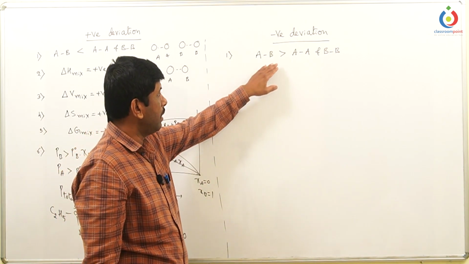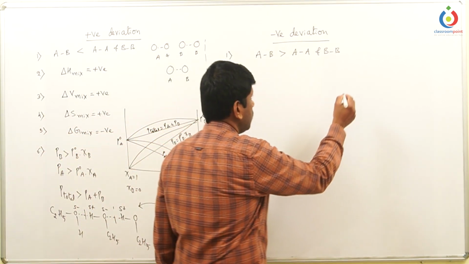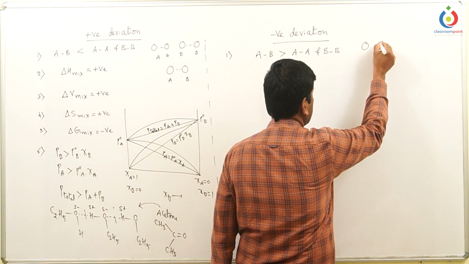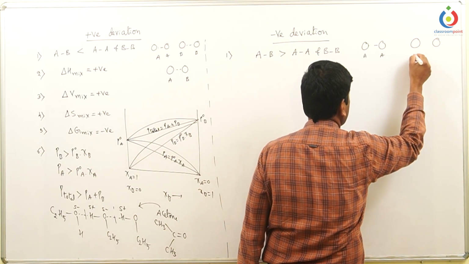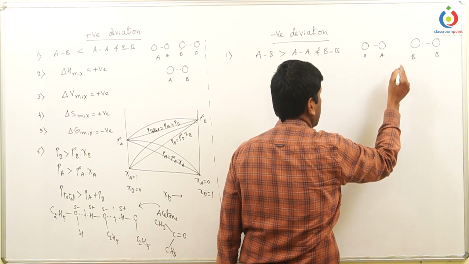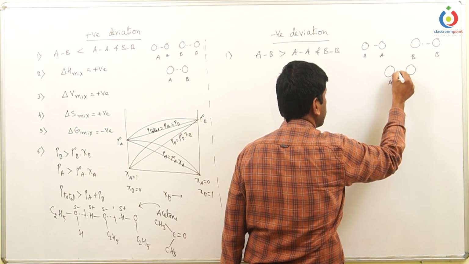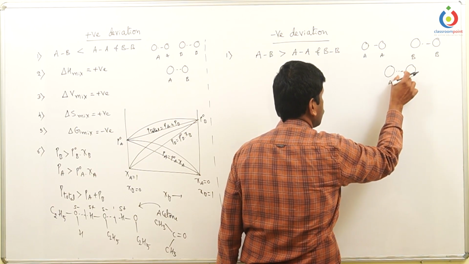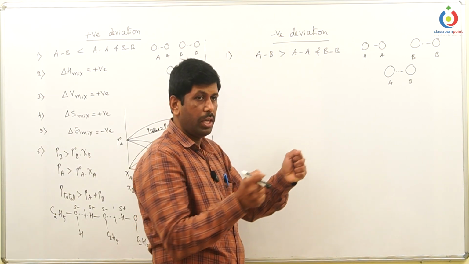So what happens if attractions are stronger? Let us take this similar example here. See, AA molecules are taken and BB molecules are taken. Now here some attractions are present, but when A and B are mixed, these attractions are stronger than the AA attractions or BB attractions. So the molecules come very close to each other.